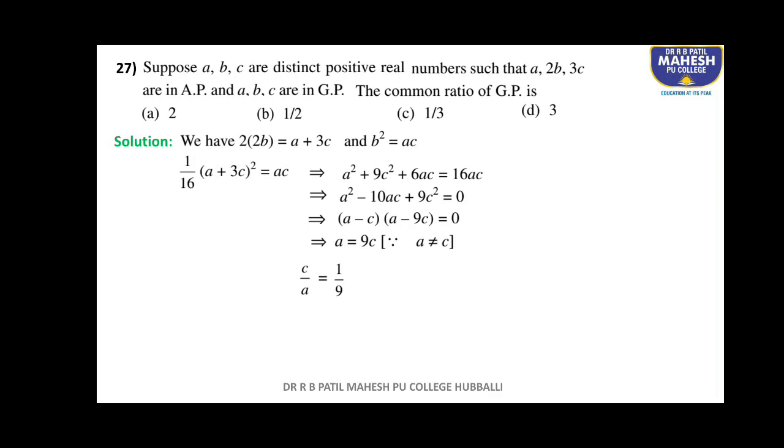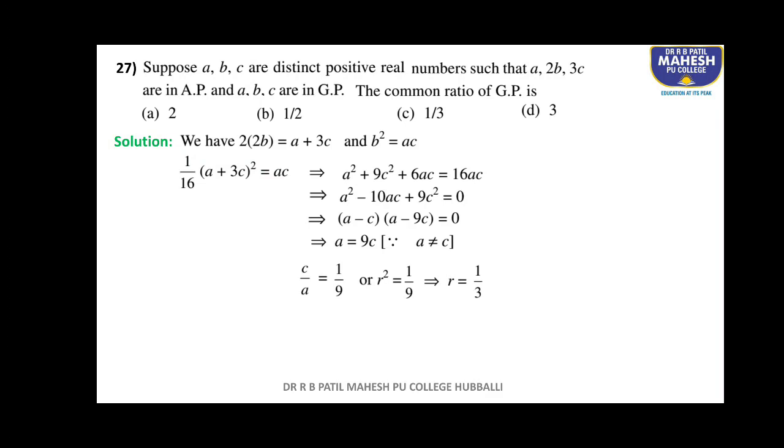Now we can transfer that c to the left hand side. C by a becomes 1 by 9, and a, b, c are already in GP. Therefore the common ratio between a and c is r square. R square is equal to 1 by 9, because c by a is equal to r square, because r into r, because the common ratio between c and a is r square. Therefore r square is equal to 1 by 9 and r is equal to 1 by 3.